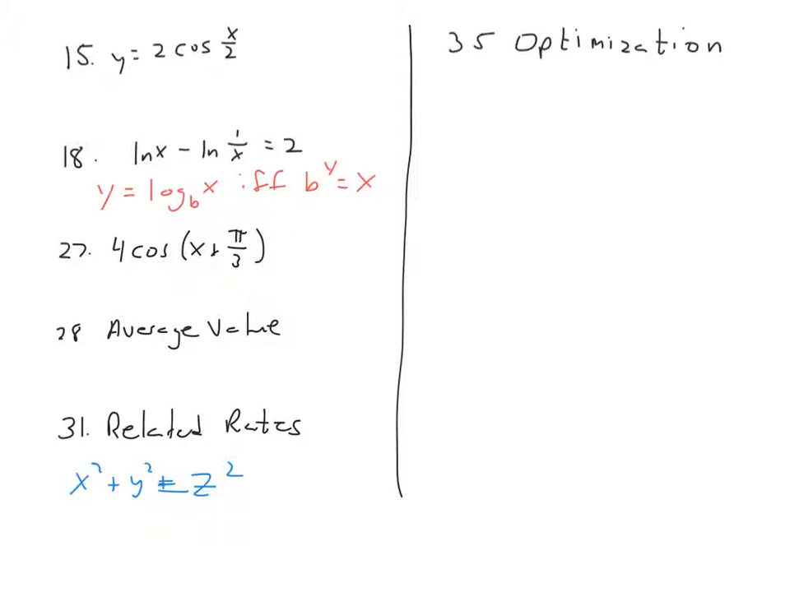Number 35. Number 35 is an optimization problem. They want you to minimize the amount of tin that you have. Now, what you're told in here is that the volume of the can is equal to 16 pi. That's the volume of that can. They want you to minimize the surface area, if you will.